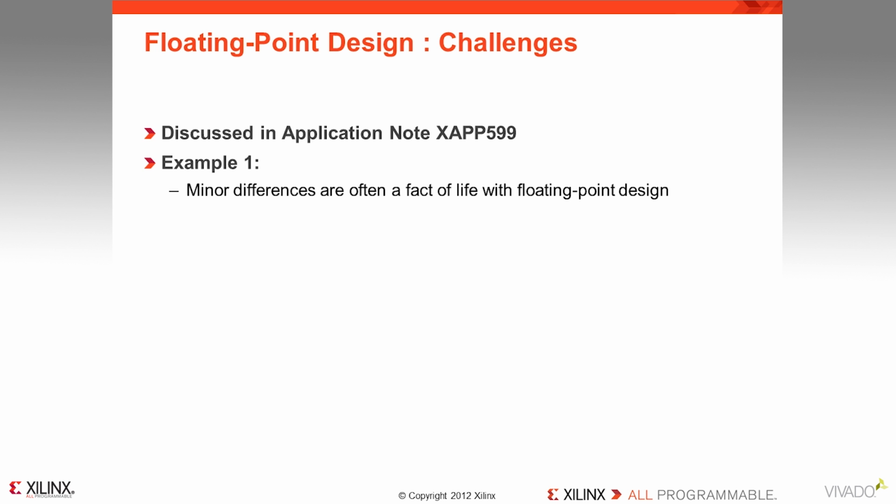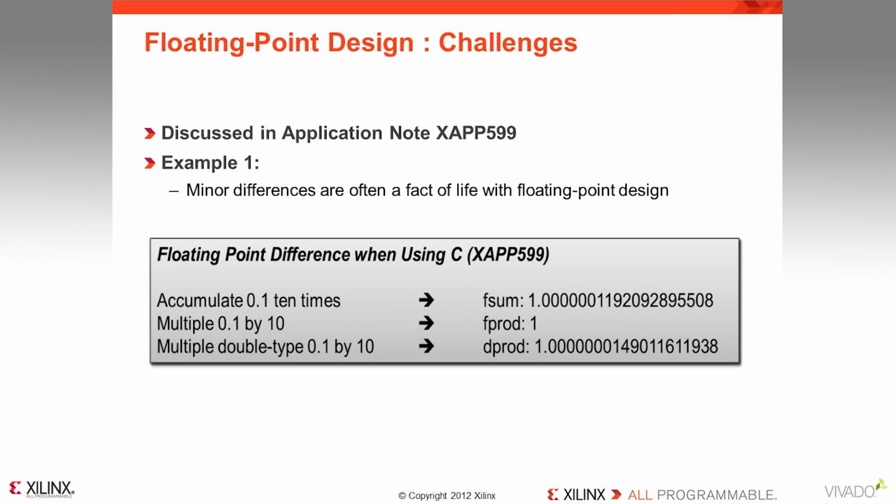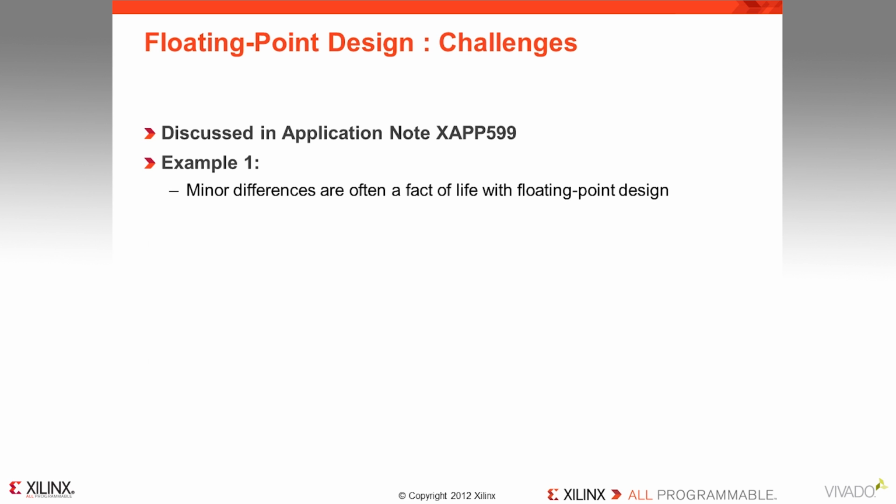Minor differences are often a fact of life when doing floating point design, even when the design is only done in C. Refer to the great example in this application note. Sum 0.1 10 times and you'll get a result which is not exactly 1. Multiply 0.1 by 10 and you'll get a slightly different result. Use double types to perform the same multiplication and you'll get an even different result. These minor differences are part of the challenges when working with floating point types. There's always some trade-off of accuracy versus truncation.